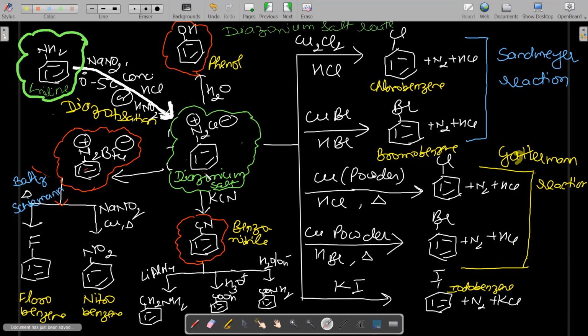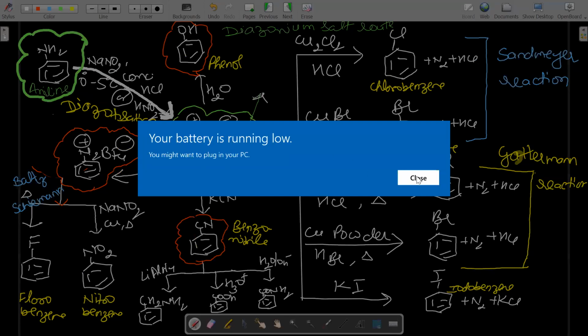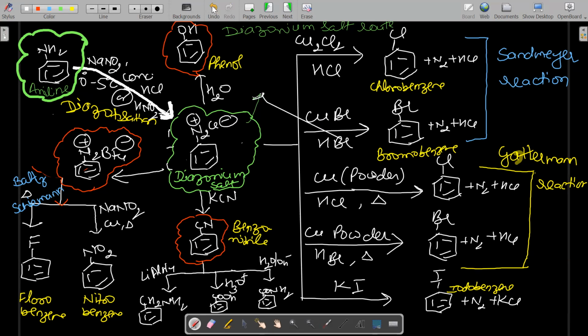Suppose in the exam it is asked to convert aniline to benzene. How to convert aniline to benzene? Of course, first you write that aniline converts into the diazonium salt. And then this diazonium salt reacts with what?